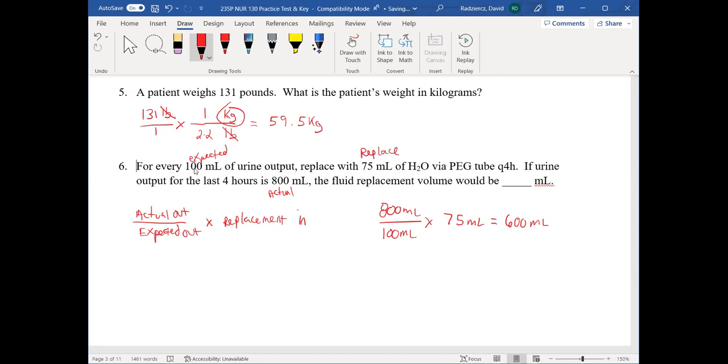Okay. Now, sometimes your actual output might be less than the expected. You would still follow the same formula because then you would just replace with less volume via the PEG tube. Meaning, let's say it was 100 milliliters expected, but the actual output was only 50 milliliters. You would just replace with half of 75. So that's how you would do this type of fluid replacement question.